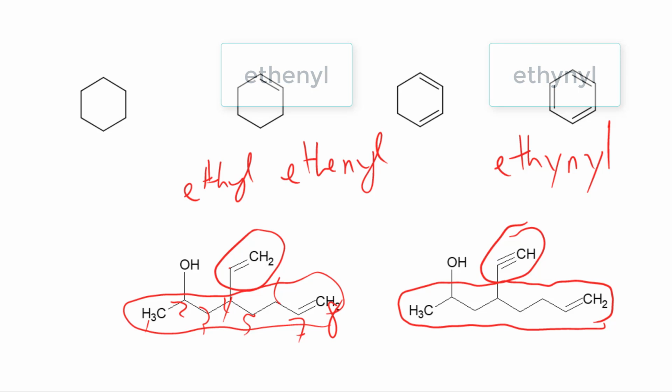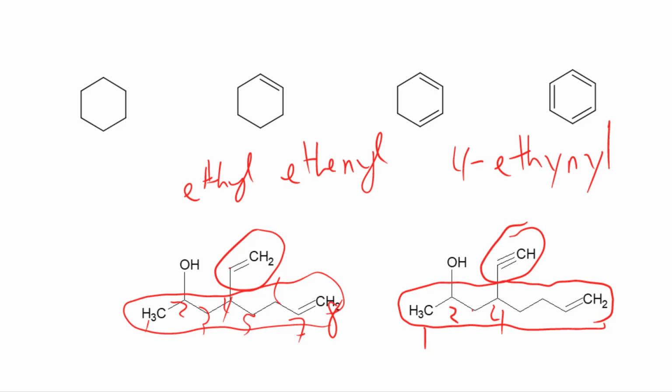Now if we continue with the numbering, the 1 and 2 position is the alcohol, and the 3, 4 position is where we find this ethenyl and the ethynyl. The 5, 6, 7 position is where this ene is going to be. So the 7 position is an ene in both cases. Let me clean this up and we'll start writing out the names.